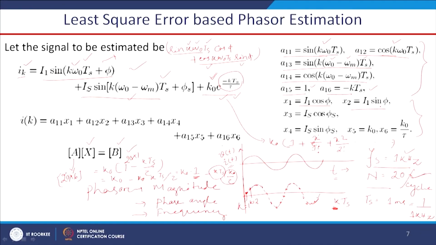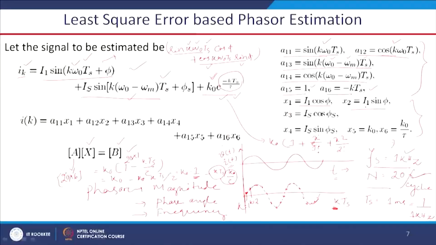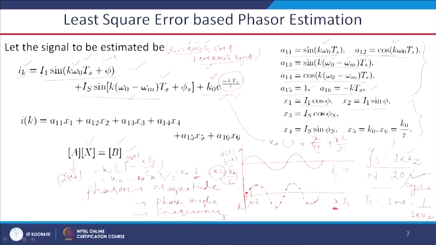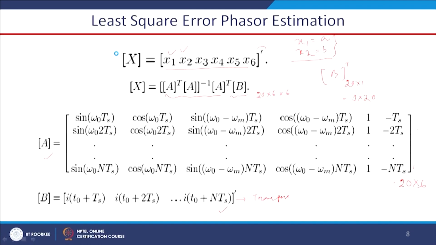That means we have now estimated the fundamental frequency real part and the imaginary part. This I1 cos phi 1 is the real part, and this x2, that is I1 sin phi, is the imaginary part. If you know these two components, it is very easy to calculate the magnitude as well as the phase angle. In this equation, I1 is my fundamental frequency component magnitude, and phi is the fundamental frequency phase angle. That is how we will calculate.